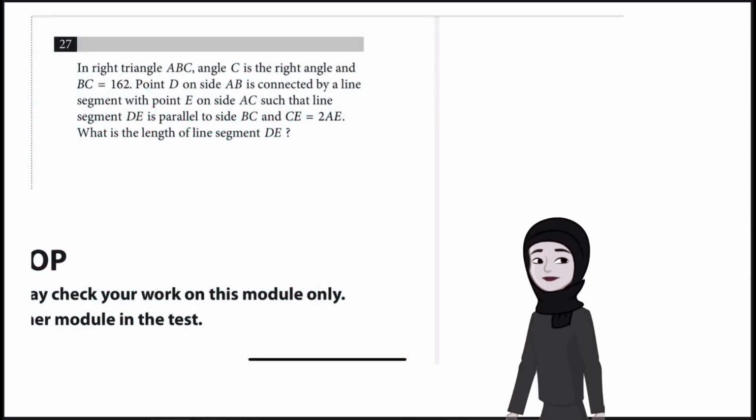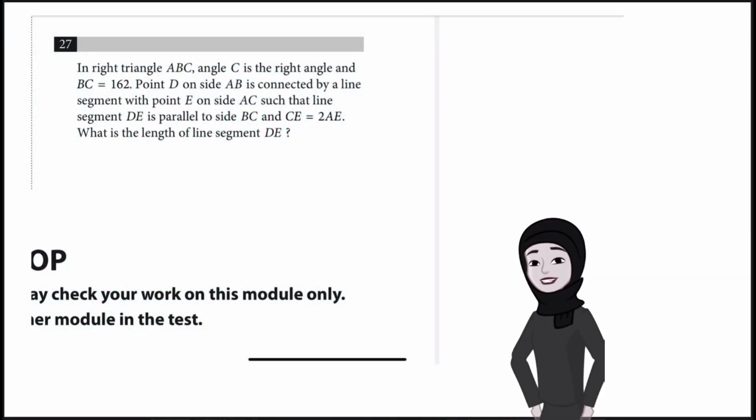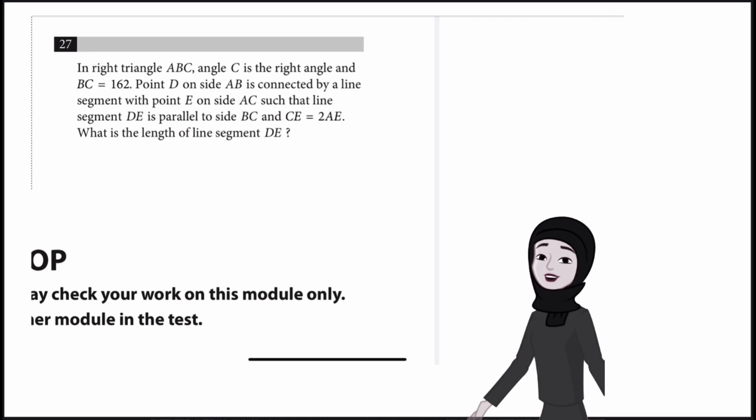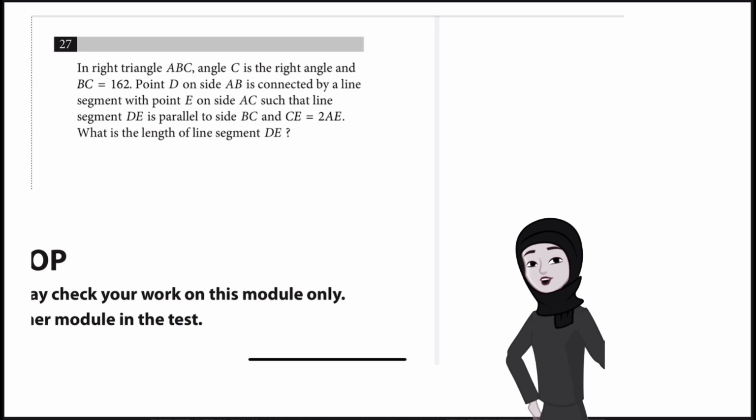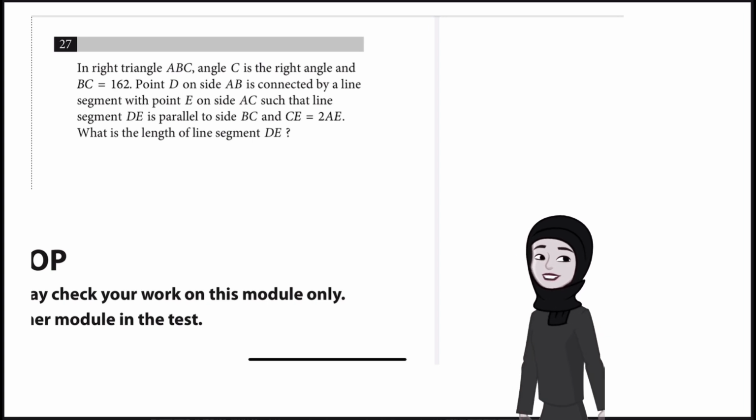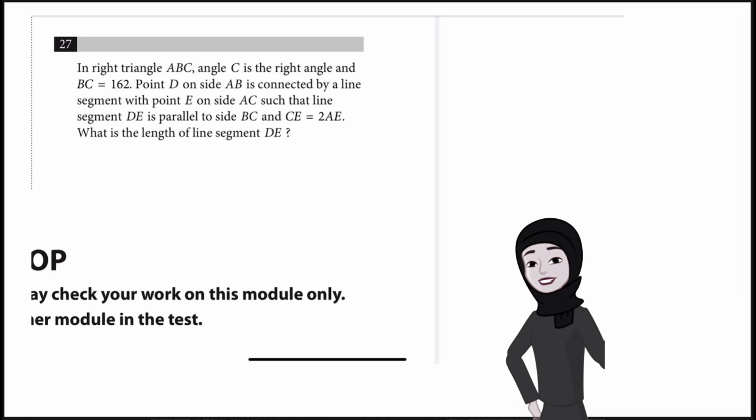Number 27. In right triangle ABC, angle C is the right angle and BC is equal to 162. Point D on side AB is connected by a line segment with point E on side AC such that line segment DE is parallel to side BC and CE is equal to 2AE. What is the length of line segment DE?